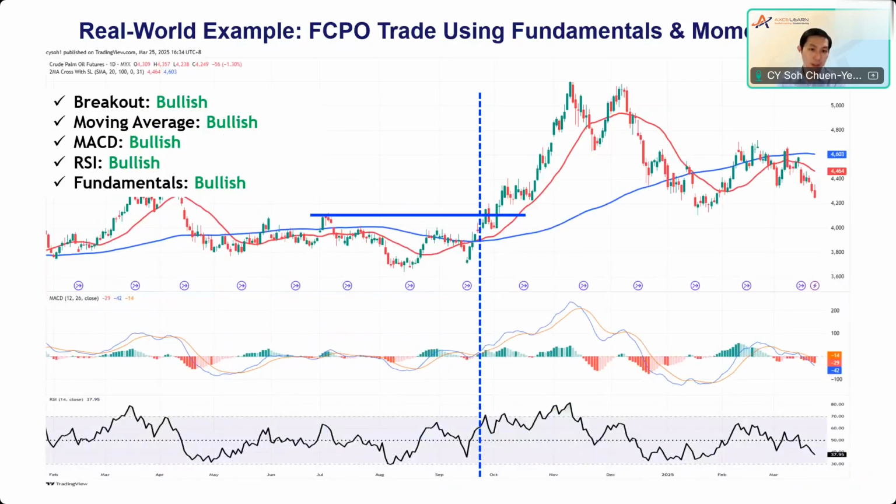All right. So here, if you draw a horizontal line, you can see there is a breakout. Okay, that is bullish. Above the moving average line is bullish. MACD above the 0 level is bullish. RSI line above 50 is also bullish. Plus the fundamental factors, many of the fundamentals are also showing bullishness. So you can see all of them tilt towards bullish momentum. At that particular vertical dotted line, you can see there would be a strong movement towards an uptrend. Okay, so this is how you can incorporate fundamental analysis with your momentum trading.